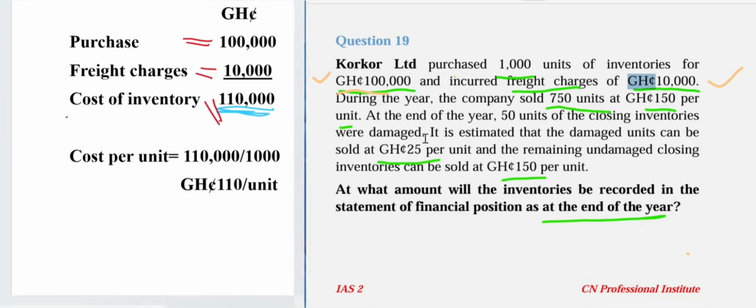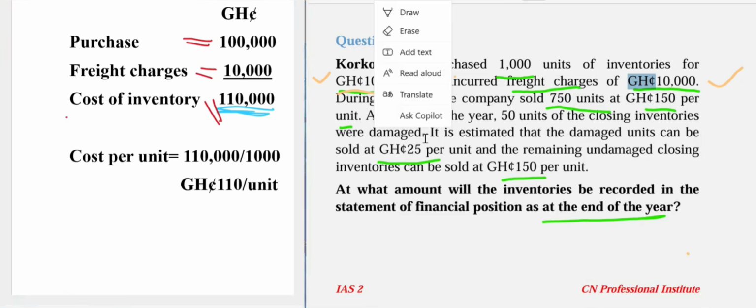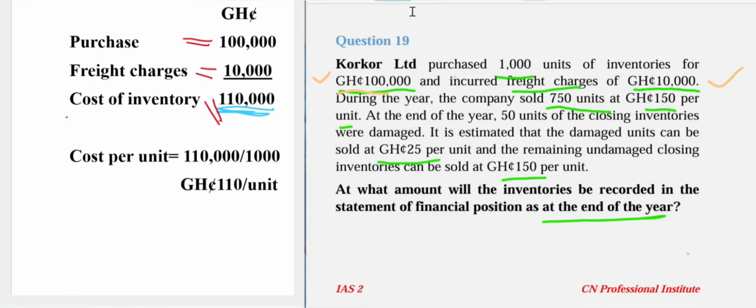So if out of the 250, 50 is damaged, then the 200 will not be what? Damaged, right? So you have to value the 50 that's damaged separately from the 200 that's not damaged.